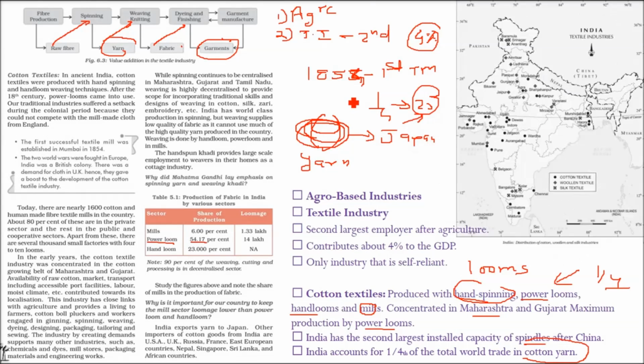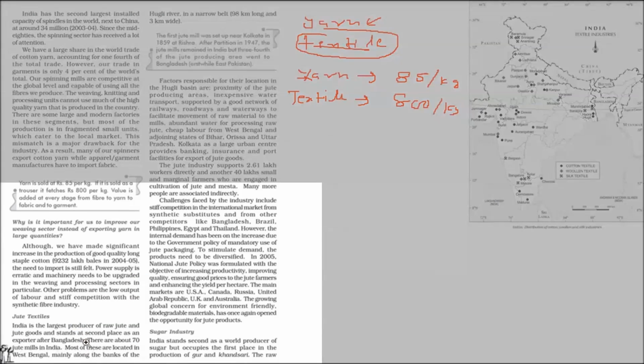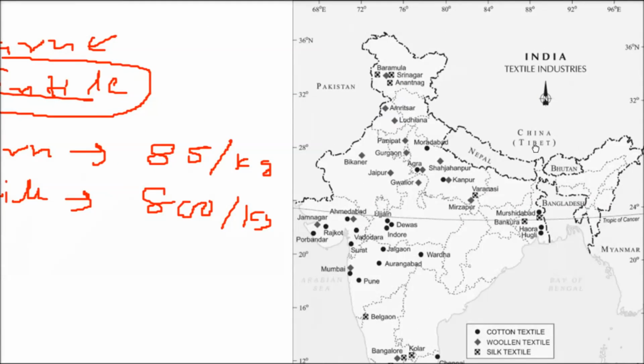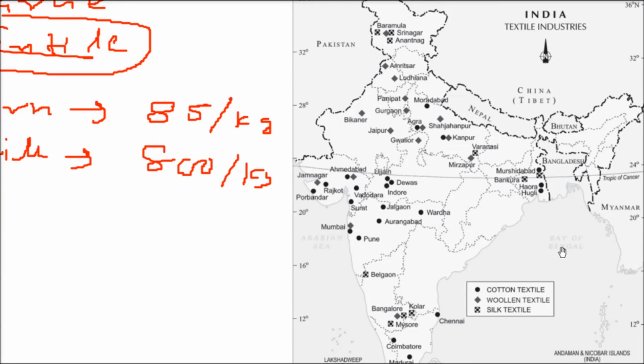Okay. So I have to just take you to the places where we have cotton textile, woolen textile, and silk textiles. Let us see where they are concentrated. Here we have the cotton textiles. These round spheres or dark circles are the places where we have cotton textiles. As I said, Maharashtra and Gujarat have most of them, but we have other places also.